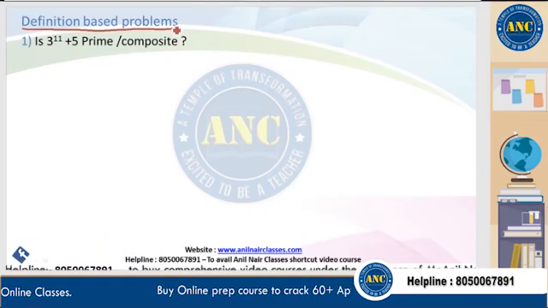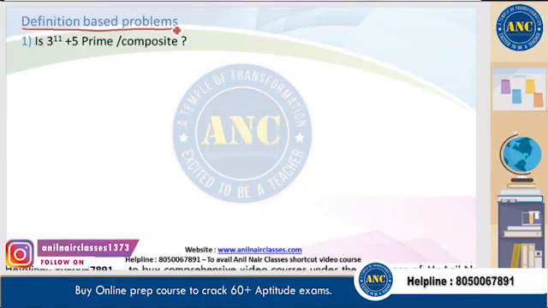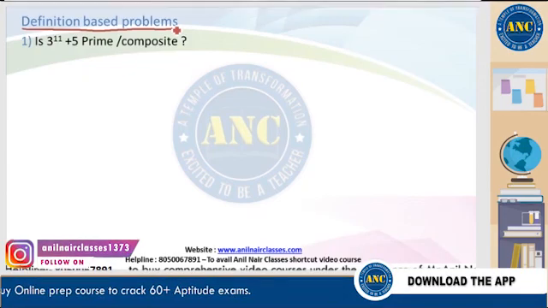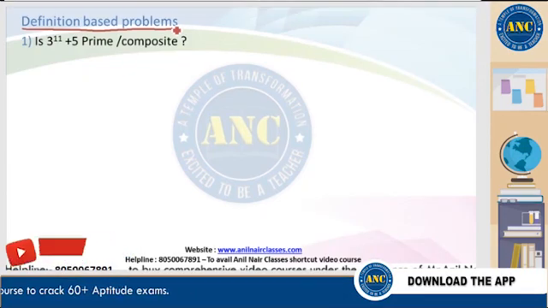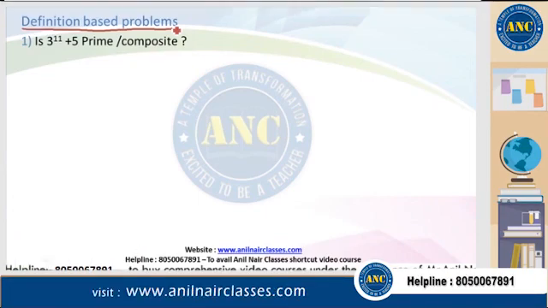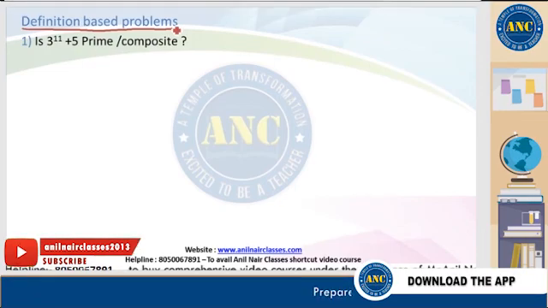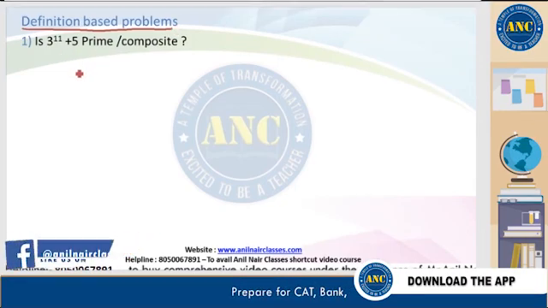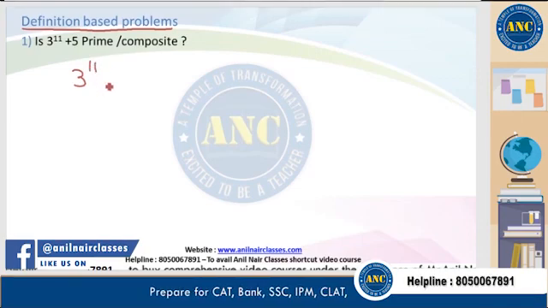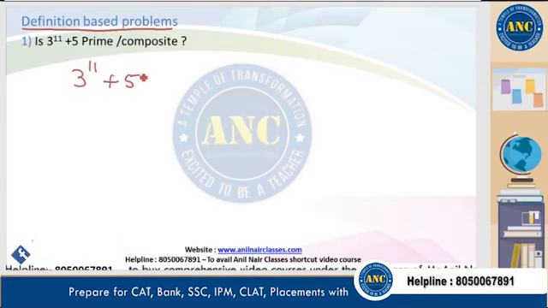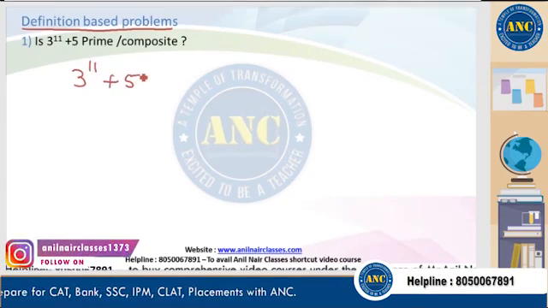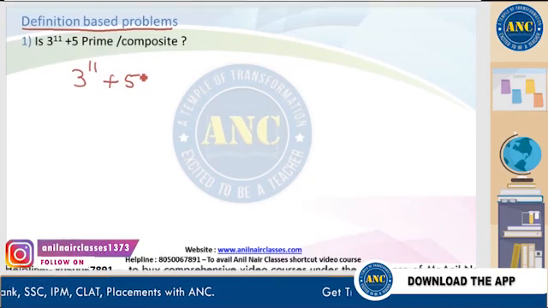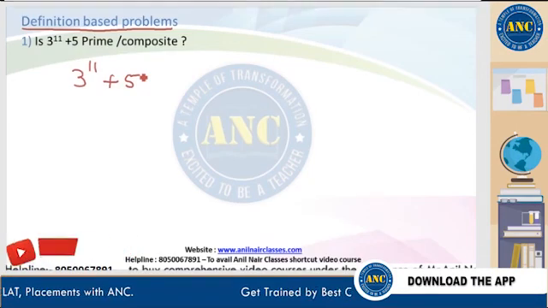Definition based problems. Now see. First question: is 3 power 11 plus 5 prime or composite? He is asking whether this number, 3 power 11 plus 5, is a prime number or a composite number.